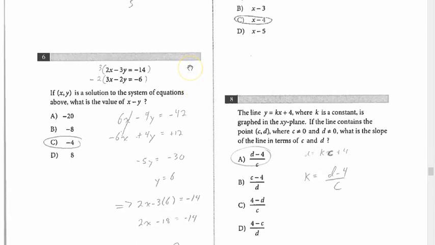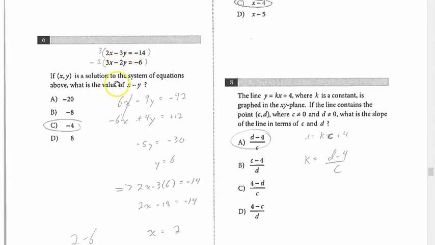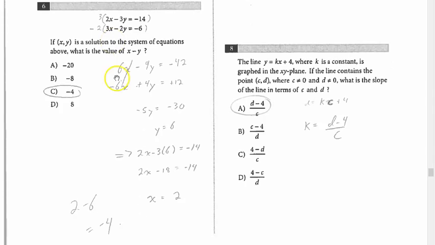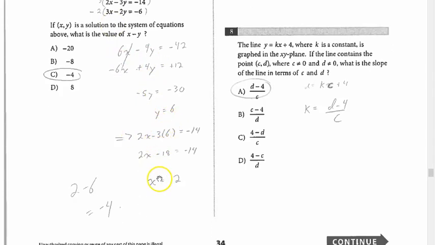Question 6, we've seen a couple examples like this already, so I'm back to the world of elimination. Not only am I solving for my coordinate at this point, but then I'm doing x minus y. Going through our elimination here, I had to multiply both the top and bottom to utilize elimination. I find out y is 6. Substituting x is 2, well then x minus y, 2 minus 6, gave me that -4.